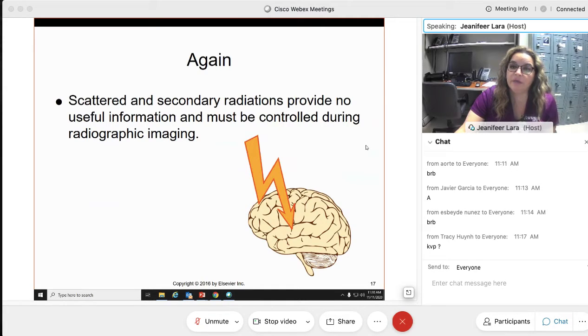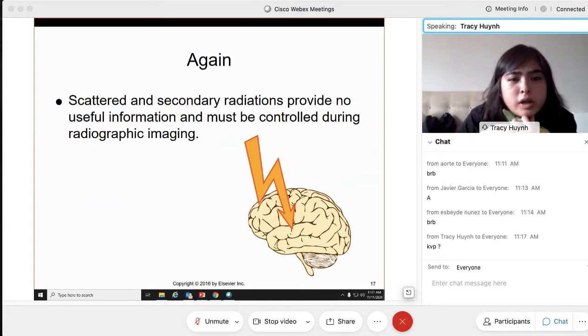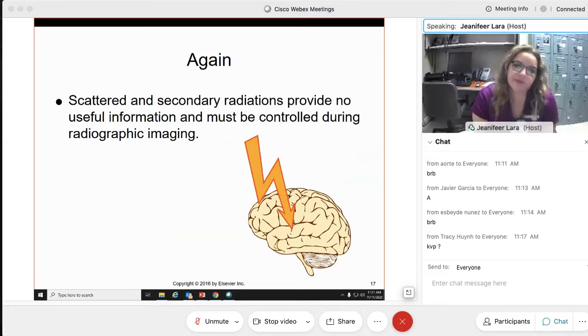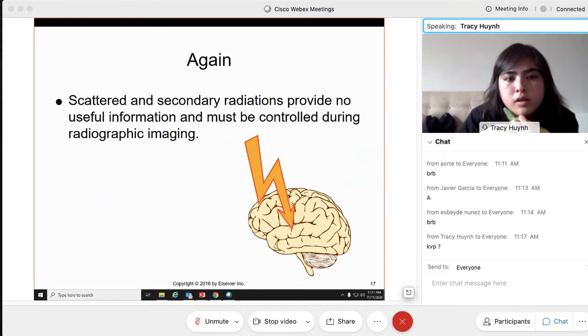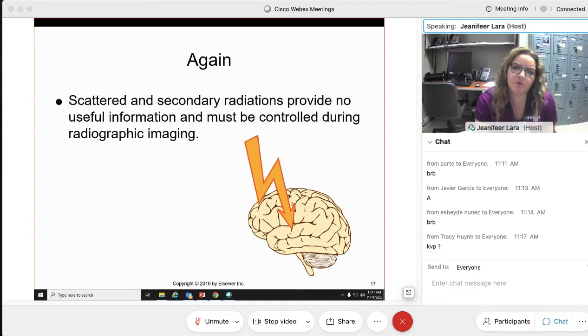What is secondary radiation? Is it radiation referring to what's being absorbed? That's a good thought. But you've seen the word secondary before. Where have you seen the word secondary before from the last chapter?